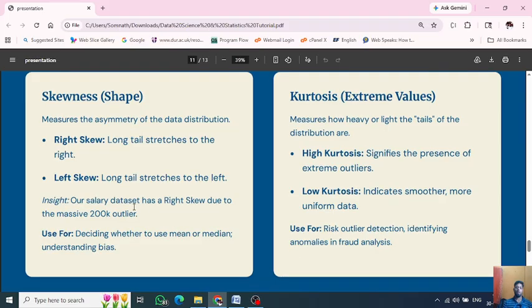We have seen already that the 200k outlier is present. So in that case, that is a right skew due to the massive 200k outlier. This skewness helps us to decide whether we should take the mean or the median. It's a process of understanding the outlier.